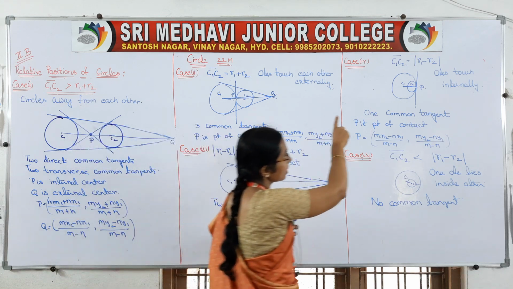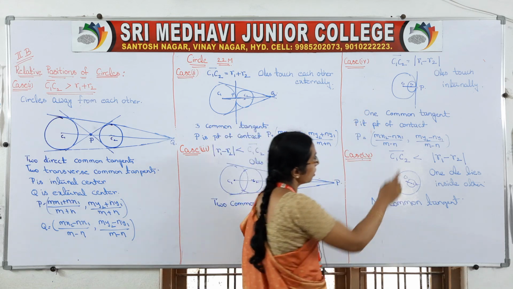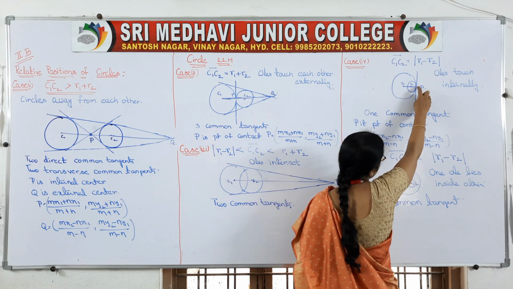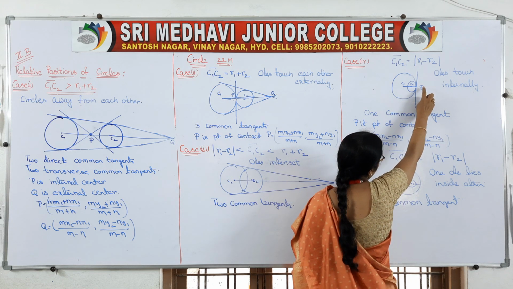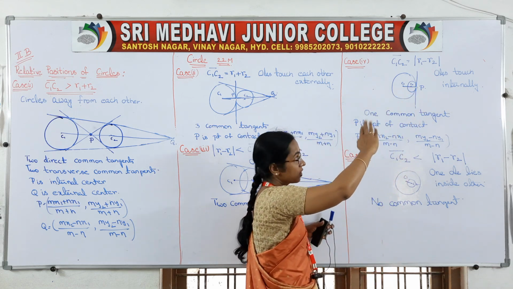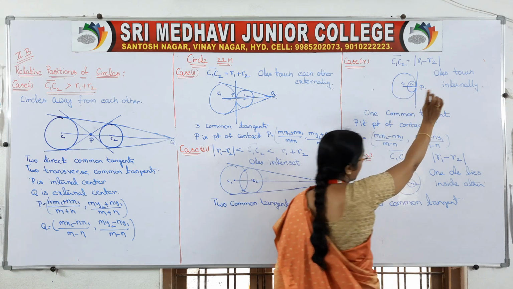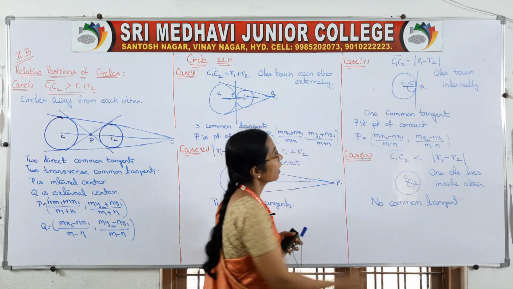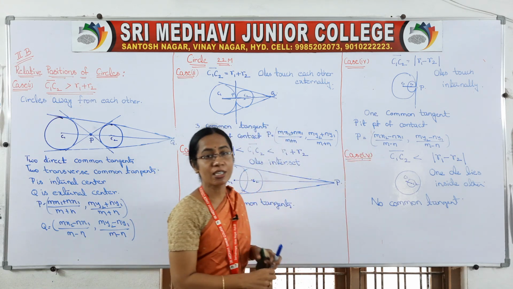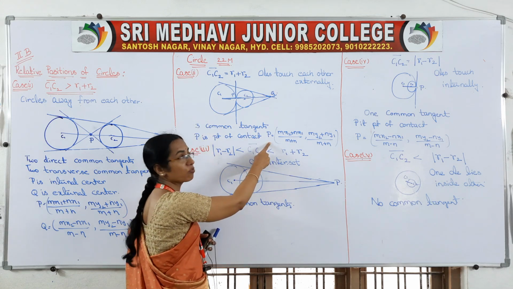So whenever C1 C2 is modulus of R1 minus R2, circles touch internally, and this is the point of contact, and this point lies outside of C1, C2, external of C1, C2. So the point divides C1, C2 externally. If we want to find that point of contact, we have to take the external bisection formula. Here we have taken the internal bisection formula.